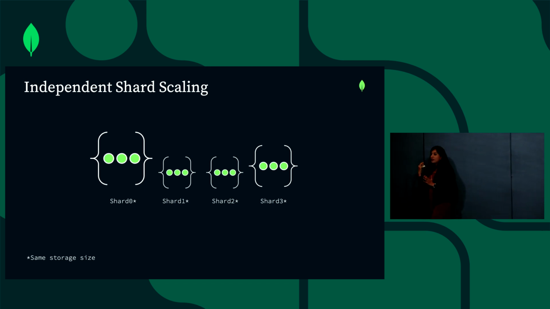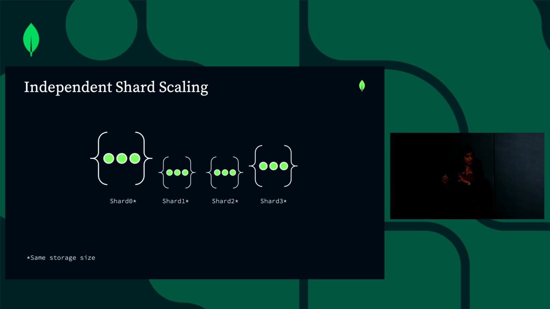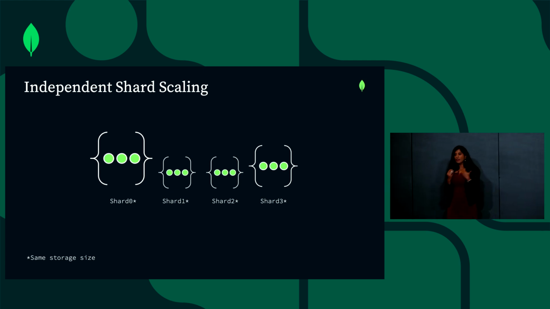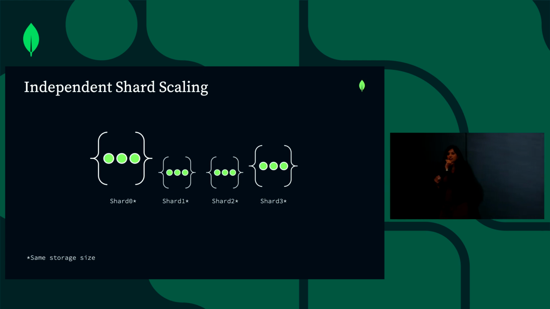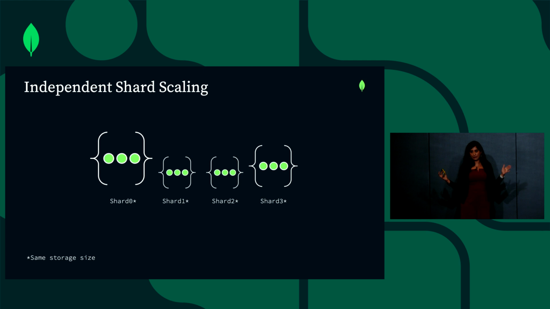Now you realize that your shard 3 is becoming a hotspot because maybe you have more databases on that shard. Maybe the distribution is such that it is becoming a hotspot. What you can do in that case is scale just shard 3 independently. And now it becomes an M80. So you're able to scale every shard independently in your cluster, and we're calling that independent shard scaling. I have put a caveat here, which is same storage size. The shards still have to have the same storage size.